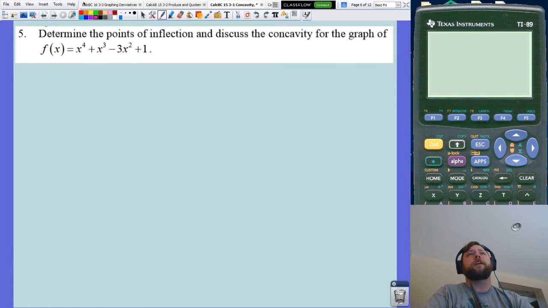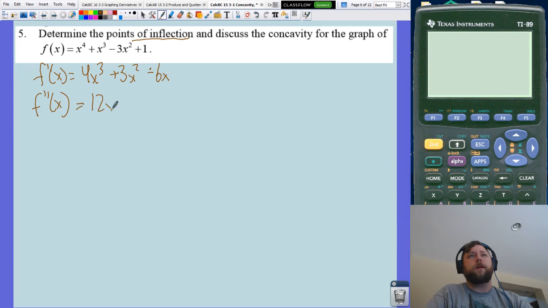Determine the points of inflection on this example. If I'm doing this without a graph, I'm going to do the first derivative, which is going to be 4x cubed plus 3x squared minus 6x. And then I have to do the second derivative. The first thing you do when determining points of inflection is find your second derivative: 12x squared plus 6x minus 6.